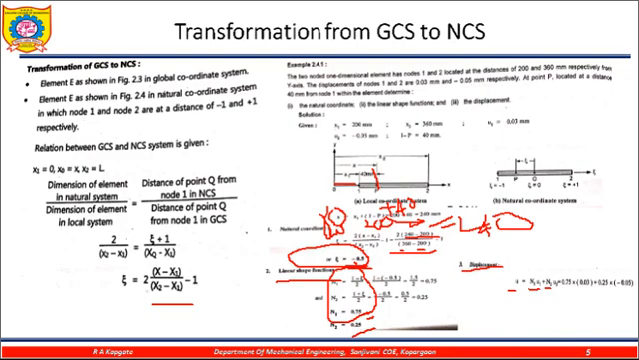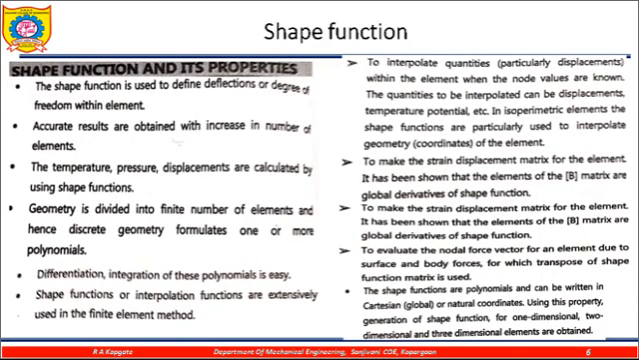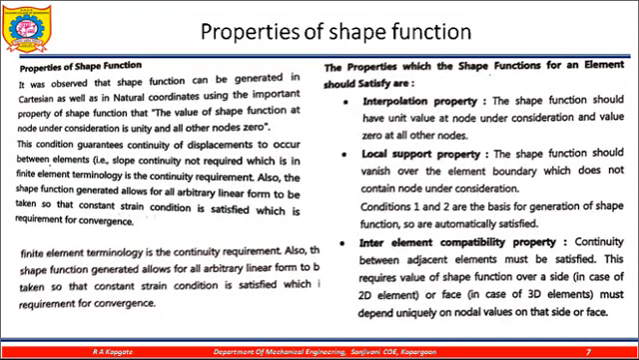So this is the method to find out different types of relationships between the natural coordinate system and your global coordinate system. Now these are certain properties of the shape function. Among these properties, the important ones are these three: the interpolation property, the local support property, and the inter-element compatibility property.